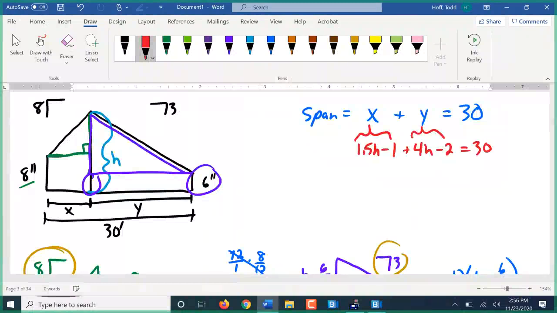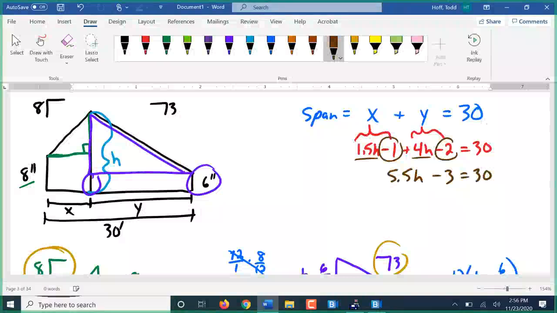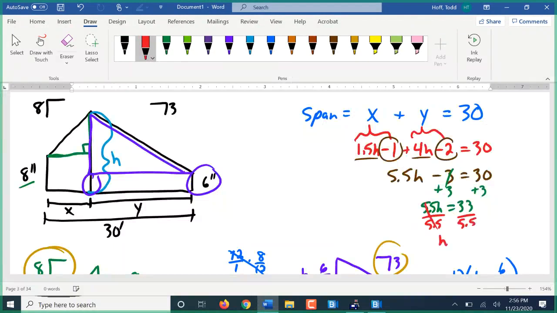So I've got 1.5h minus 1 plus 4h minus 2 equals 30. So I can combine 1.5 and 4 is 5.5h. Negative 1 and negative 2 is negative 3 equals 30. So I'll start solving this by adding 3. 5.5h is 33. And now we finish to solve for h by dividing by 5.5. H equals 6.